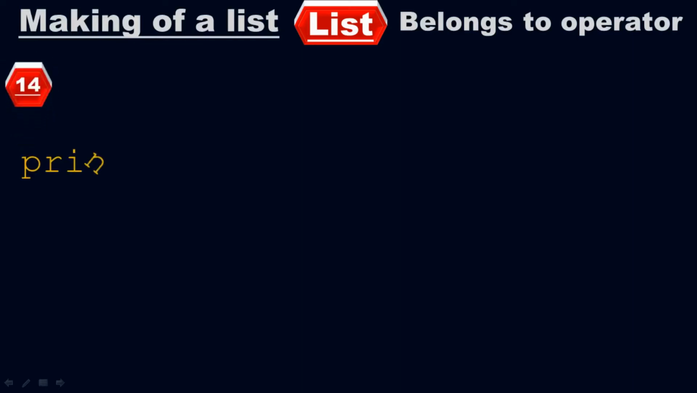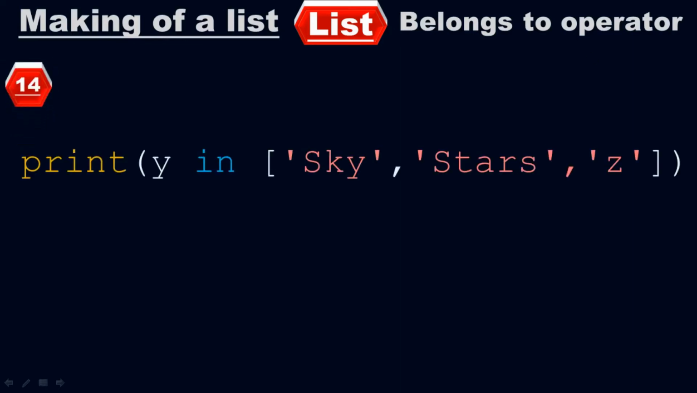Example number 14. If I have print of y in sky, comma, stars, comma, z, run it, you will get false. Look, again I used the belongs to operator, which is in. Y does not exist here. Look, we have y here, but it is with the sky. Sky is something different. Sky is a single element. Stars is another single element. Z is the third single element. We don't have any y single element here.